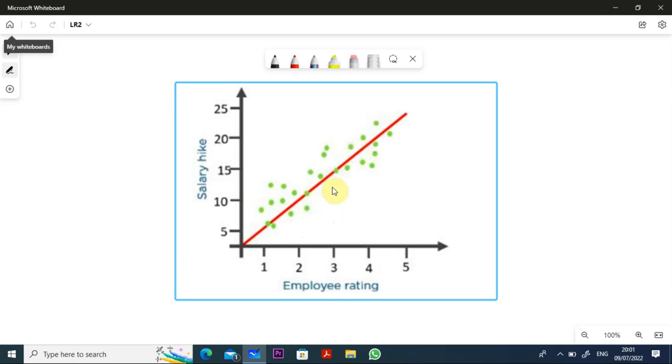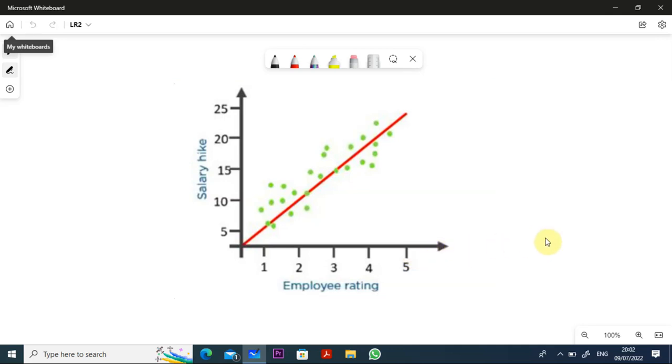Once we have the regression line, whatever rating we put in there, suppose the rating is 15 or 20, we can find that his salary increment will be 30,000 or 50,000, like that. So this is how we use linear regression.